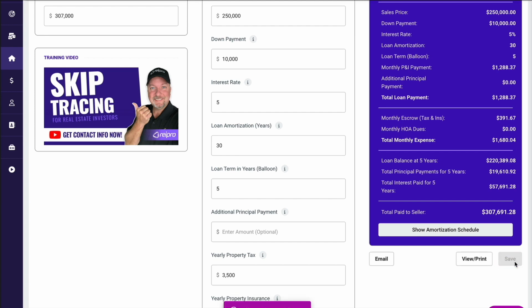Now, once I save this, I can now view, print, or I can email this particular offer. Obviously, any kind of offer that you have, you always want to put it on paper, but you want to talk to the person as well, either in person or over the phone. You need to explain a lot of pieces to this.